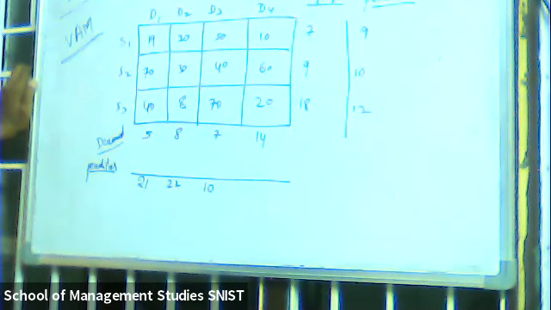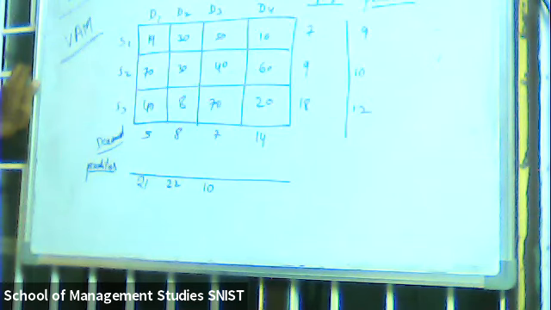60 minus 20, 10. 10, 60, 20. Which one is the minimum value? 10. 10 minus 20, 10. 20 minus 10, 10.